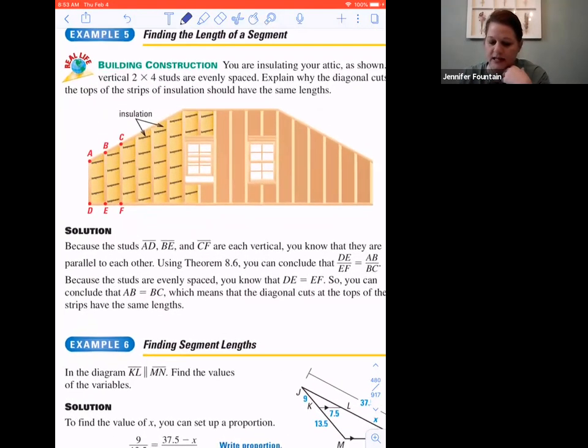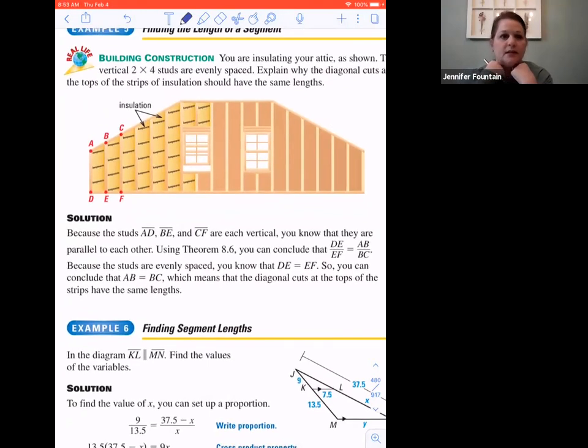So we can see our diagonal cuts. Notice at the top, because of the slant, it says that because studs AD, BE, and CF are all vertical. Remember, our studs are the ones running up and down. So because those are vertical, you know that they're parallel to each other.